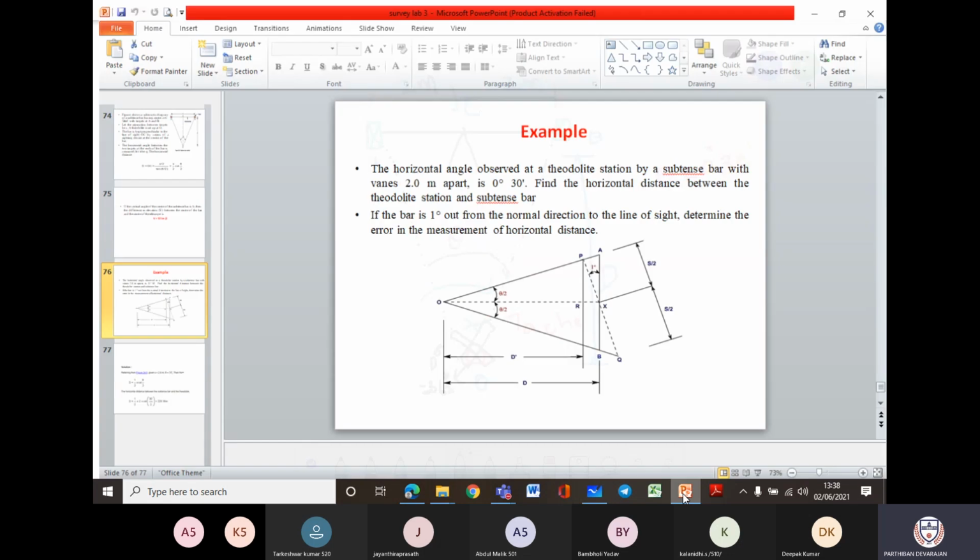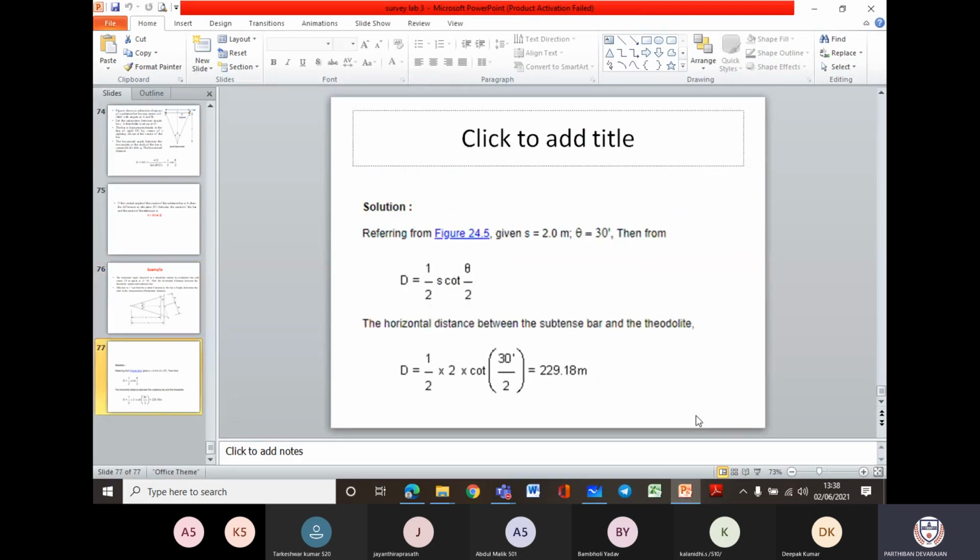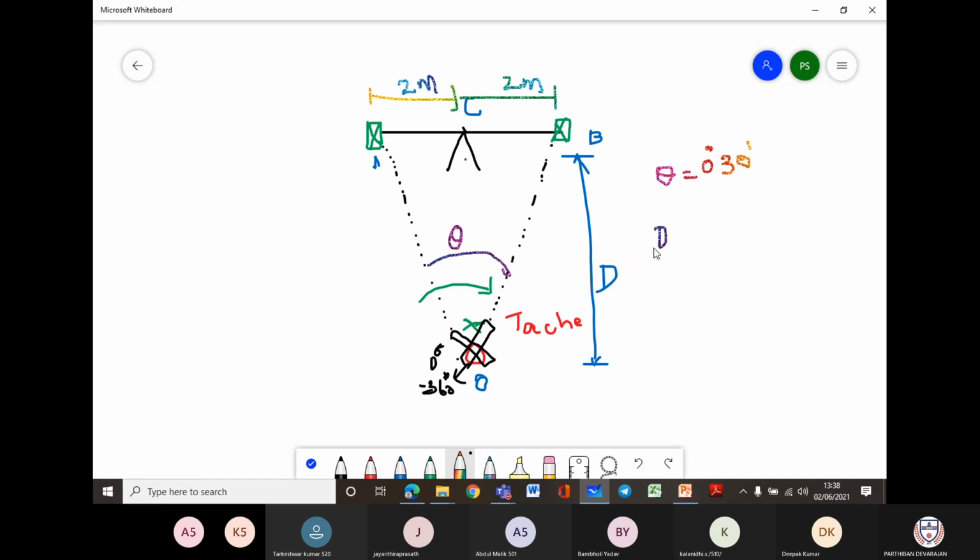So what is the formula of D? D is equal to 1 by 2 into S into cot theta by 2. This is the formula, right? We are having the theta value and we are having the S value. If you simply substitute these values, we can find out the D value.